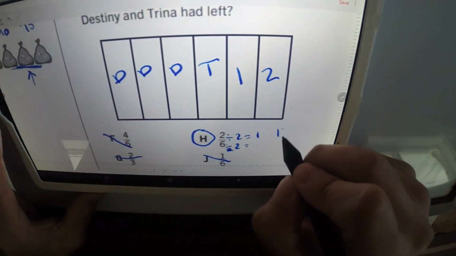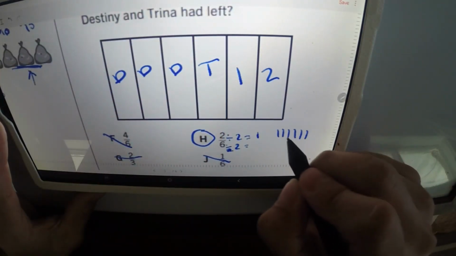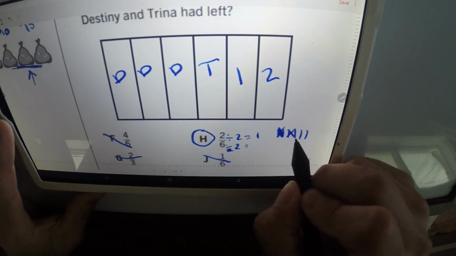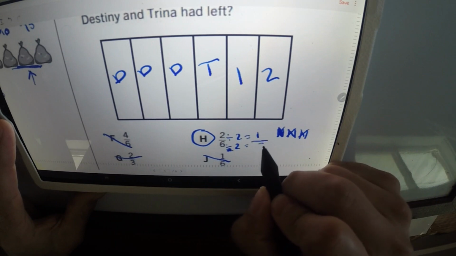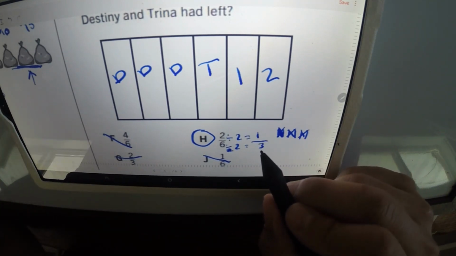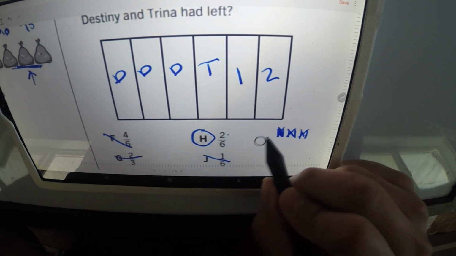Let's try it this way. 1, 2, 3, 4, 5, 6. How many 2's are there? There's 1, 2, 3. So there's 3. So this is 1 over 3. This is another way of looking at this. Now this isn't part of the homework. This is just something I'm teaching you. So again, in any case, this is our answer right here.